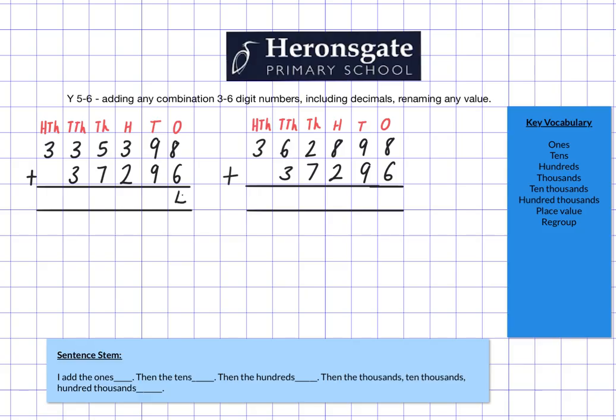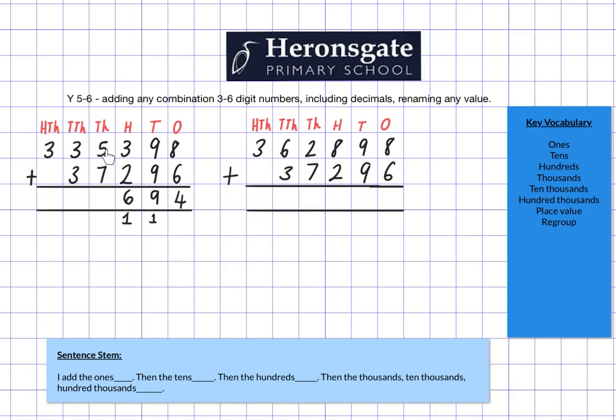So the 4 can stay in the ones column, but we need to regroup the 10 into the tens column. So now we have 9 tens add 9 tens, which makes 18 tens, plus the 1 ten down here that makes 19 tens. So again, 19 tens needs to be regrouped. So 9 tens can stay here, but we have got the 100 that goes into the hundreds column. And now we have 300s add 200s, add 100, which makes 600. And there's no regrouping required there.